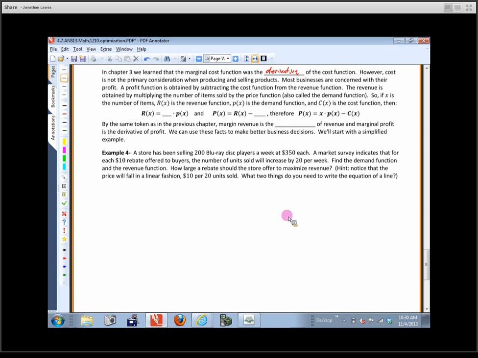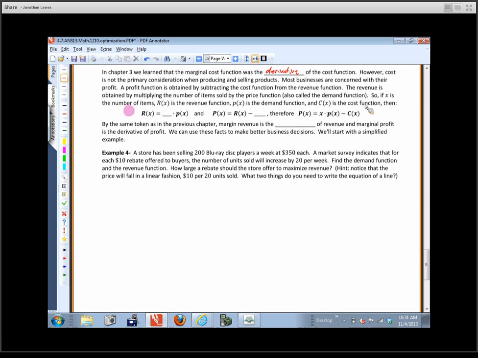So if we've got the revenue, marginal revenue would be the derivative of revenue. If we've got the profit function, marginal profit would be the derivative of profit, and so forth. If X is the number of items that we sell, then R of X is the revenue produced by selling that many items. P of X is what we call the demand function, or sometimes the price function. As supply goes up, demand usually falls and the price falls. And vice versa. And C of X is the cost function.